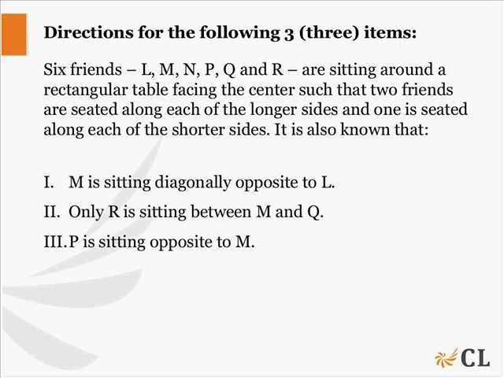Six friends L, M, N, O, P, Q, R are sitting around a rectangular table facing the center, such that two friends are seated along each of the longer sides and one is seated along each of the shorter sides. Okay, so there is a rectangular table, and two sitting on the longer side, one on the shorter side. So it will be like this.